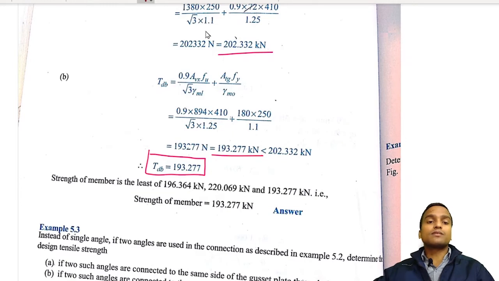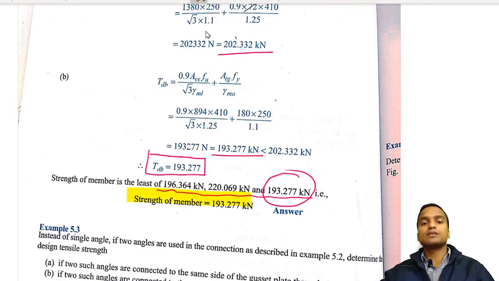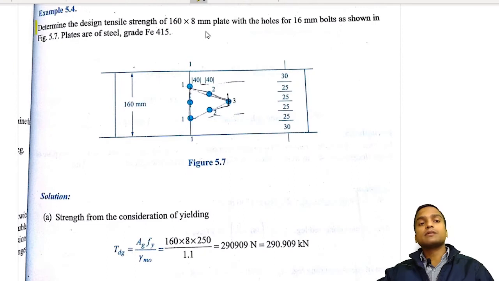So the strength of the member is least of TDG, TDN and TDB. So here we see the value TDB is least. So the final design strength of member will be 193.277 kilonewton. Now in the next numerical, we are asked to determine the design tensile strength of 160 width into 8 mm thick plate.